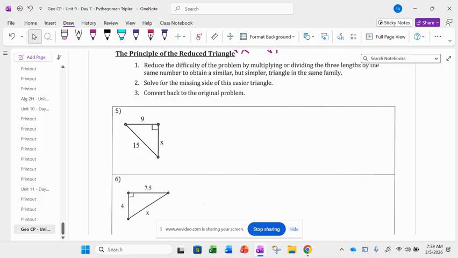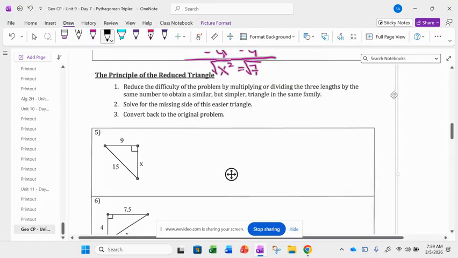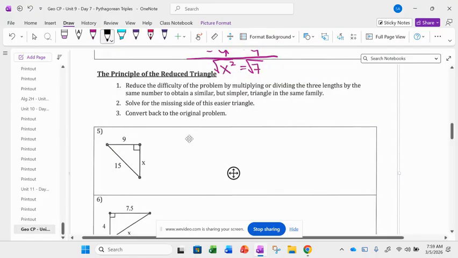So right now, number 5, 9 something 15. I hope you all recognize this as a triple and you're not trying to do the Pythagorean theorem. I have one leg is 9. I have the hypotenuse is 15. Which side is missing here? What number? 12. You got it. So x is equal to 12.